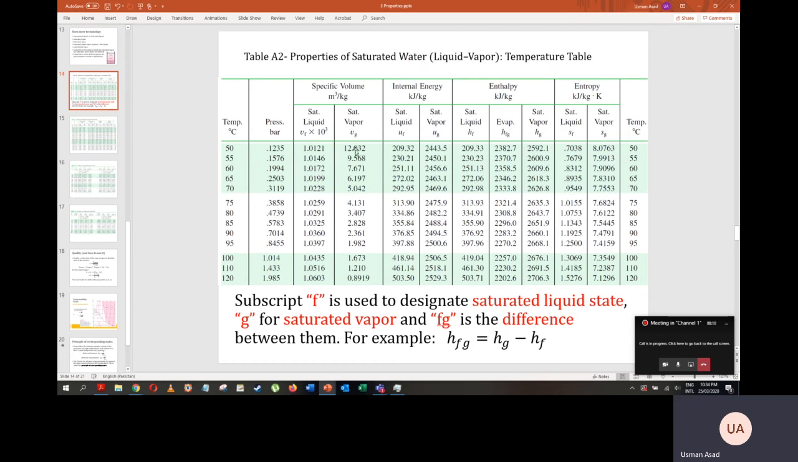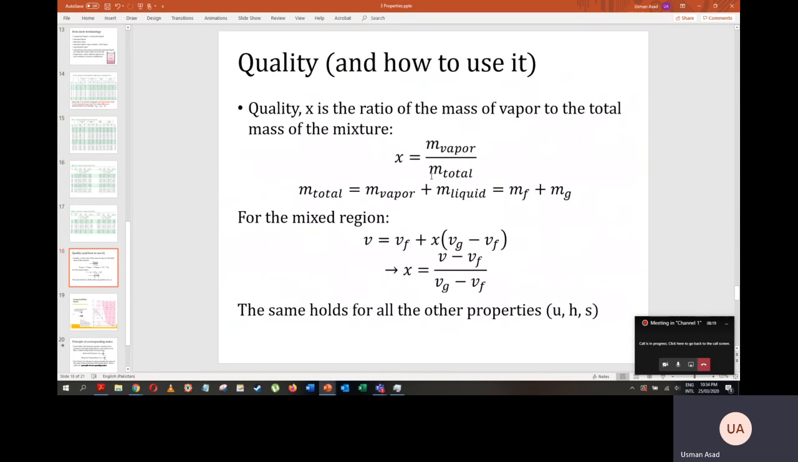And you can find out the value of any of these properties if you have the quality and one other intensive property. ठीक है, स्टेट पॉस्टुलेट यहाँ पे हमेशा इंपॉर्टेंट रहेगा कि आपको दो इंडिपेंडेंट इंटेंसिव प्रॉपर्टीज चाहिए टू फिगर एनीथिंग आउट. सो अगर आपको क्वालिटी पता है, then you can find let's say the specific volume of something in the mixed region by this formula right here, which is V is equal to Vf plus X, which is the quality, multiplied by Vg minus Vf, which is the specific volume of the saturated vapor minus the saturated liquid की specific volume.